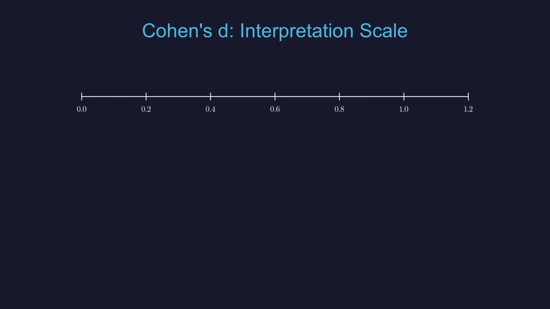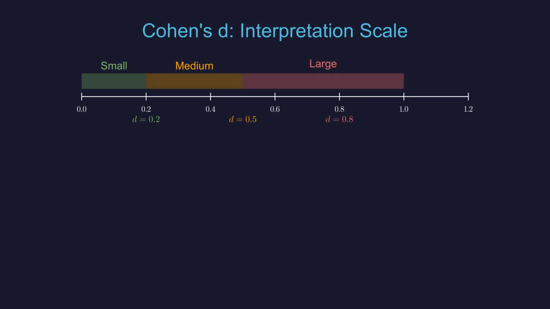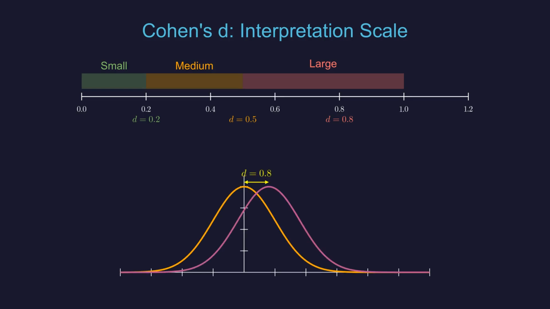Cohen provided guidelines for interpreting d. A d of 0.2 is considered a small effect. A d of 0.5 is medium, and a d of 0.8 or larger is a large effect. Here is what a large effect looks like visually. The two distributions are shifted apart by 0.8 standard deviations. You can see substantial separation between the group centers.